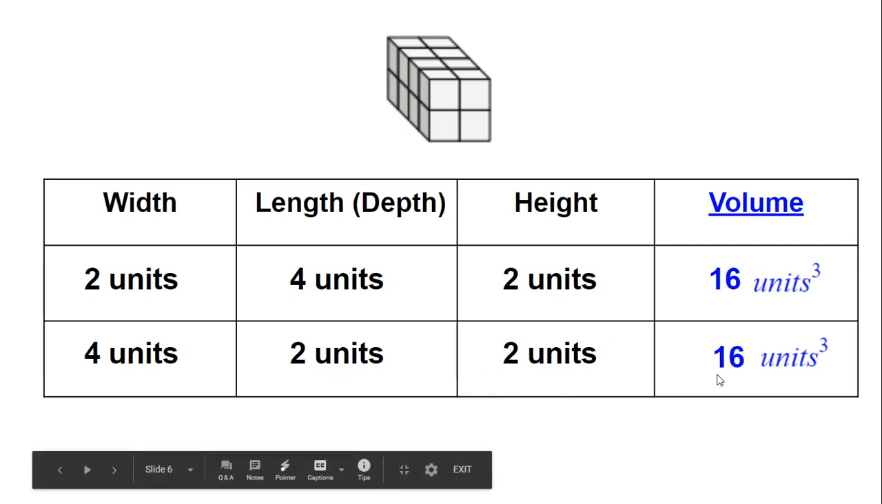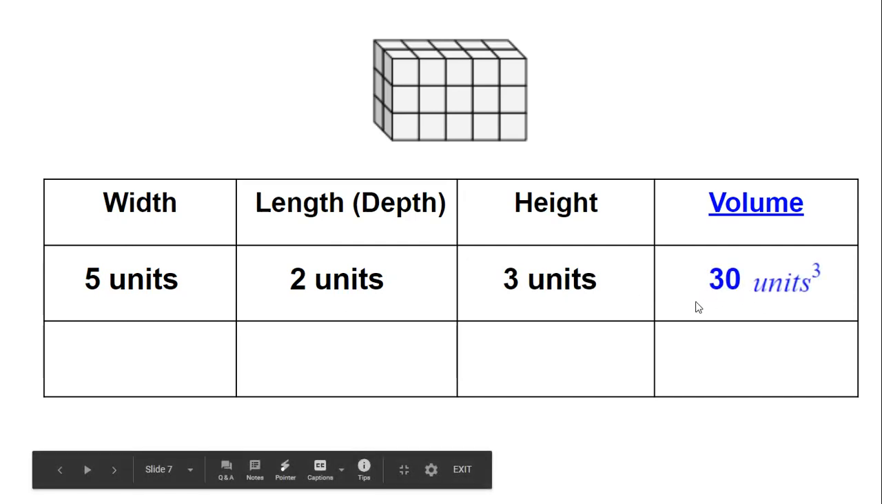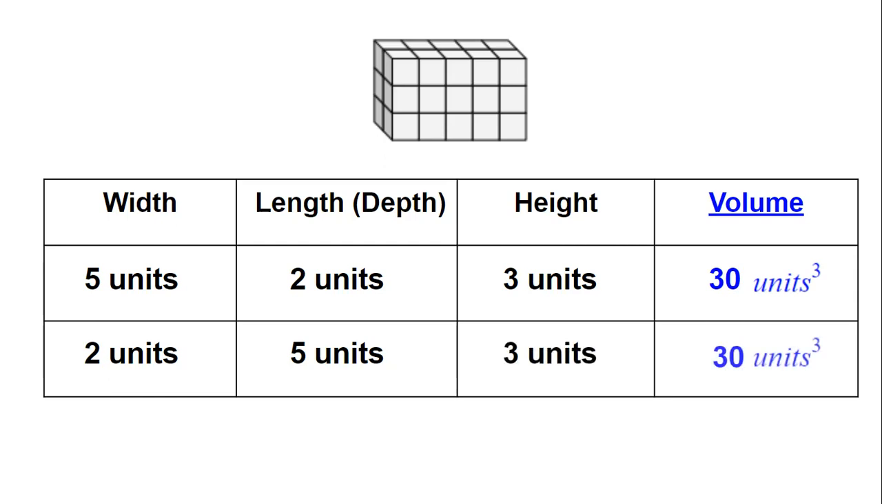Let's see if it worked for the second one. 5 times 2 is 10, and 10 times 3 is 30. So we got 30 units cubed. Let's see if we used the length as being 5 units. 2 units times 5 units is 10 units squared, times 3 units is 30 units cubed. So once again, multiplying all the dimensions means that we get our volume, or the total number of cubes used.